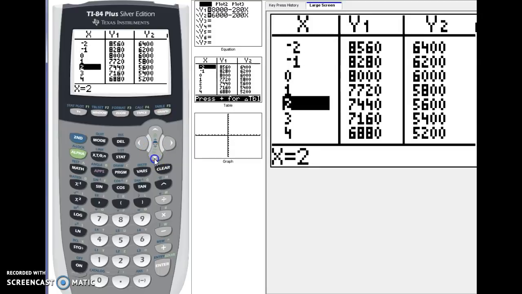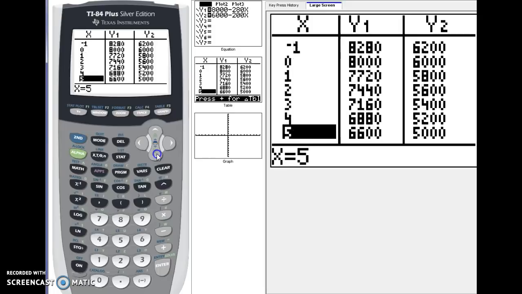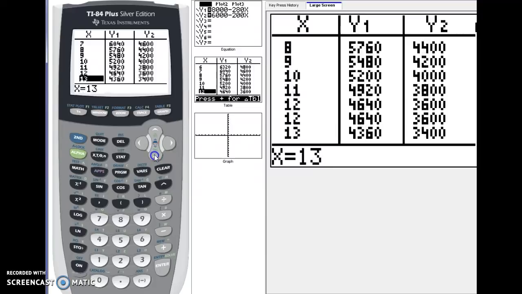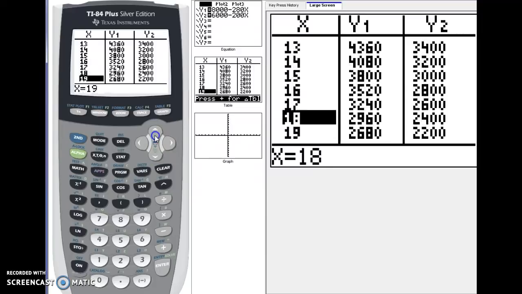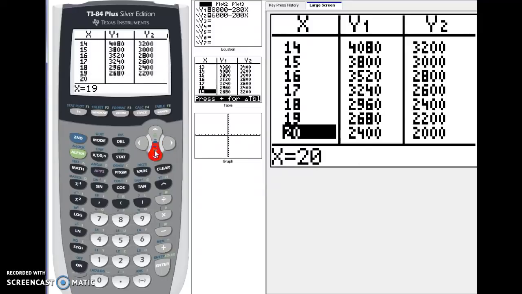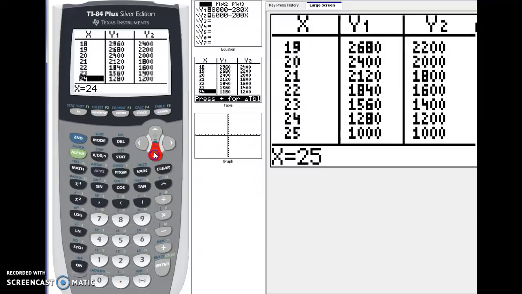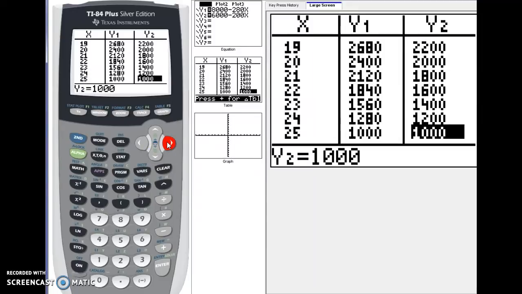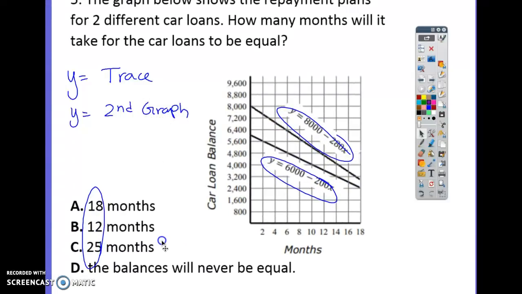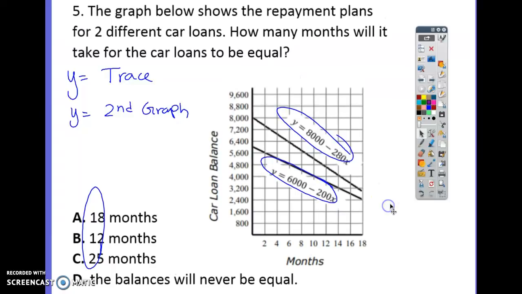Let's go to 12 first and see if they're the same. And they're not, so that's not the answer. Go to 18. They're not the same. That's not the answer. Go to 25. Both of them are 1,000. That's the answer. The answer for this problem is 25. That's when they're going to be the same. $25 is the answer.